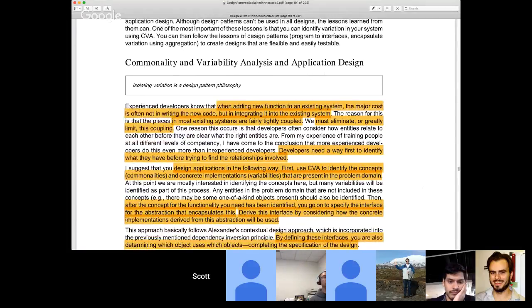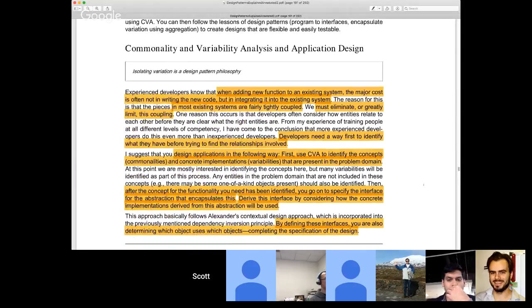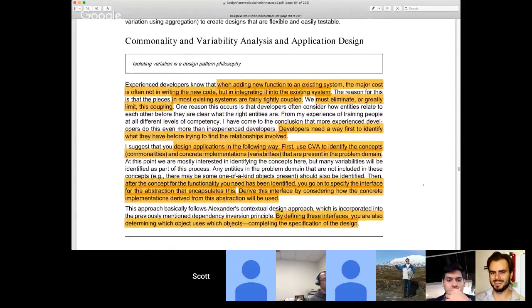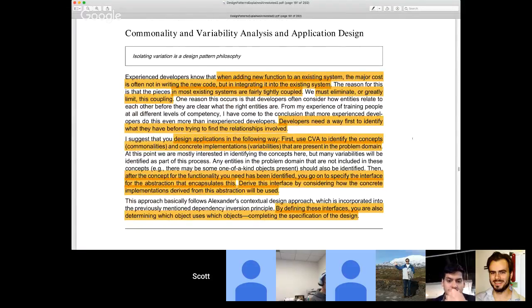Experienced developers know that when adding new functionality to an existing system, the major cost is not in writing new code, but figuring out how to integrate it in the existing system. And what I'm finding out is it can even be the existing system being the new system that you're putting together. Things have to go into the right order. So the existing system here is not really the problem in mind, but if you're trying to tie into an existing system, you're going to have to eliminate or limit the coupling.